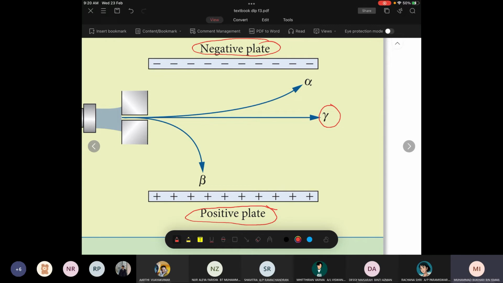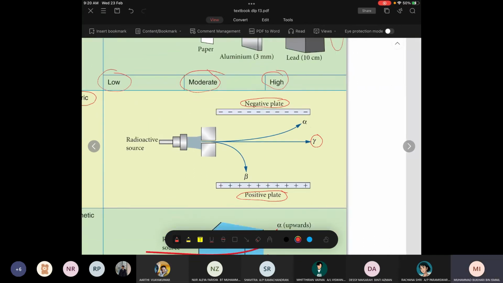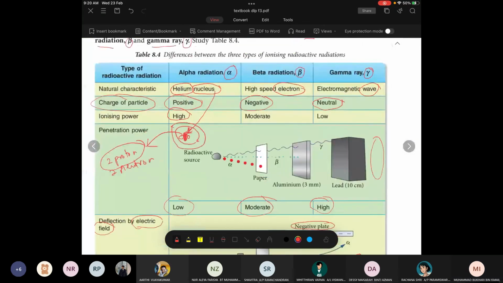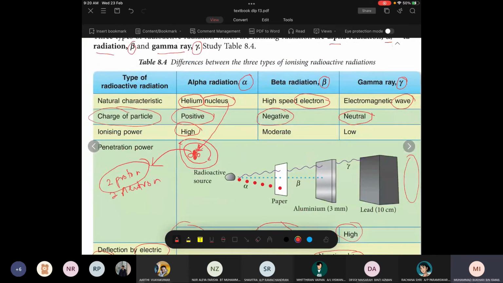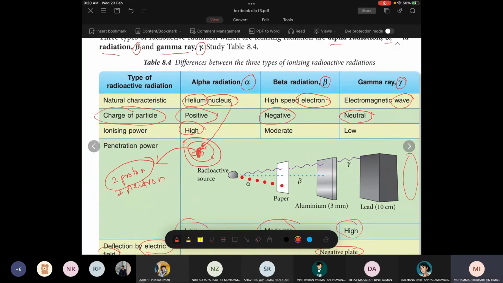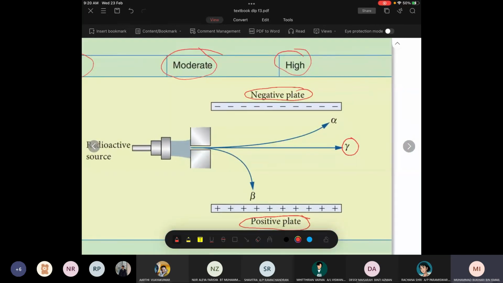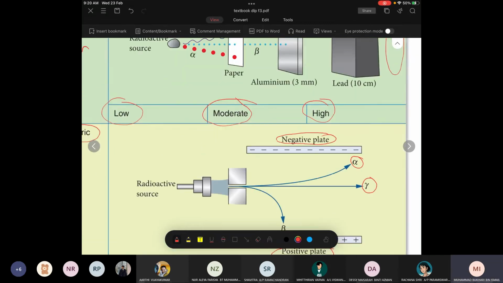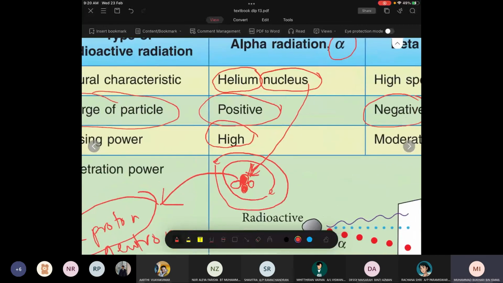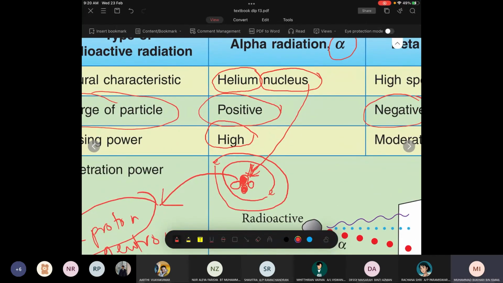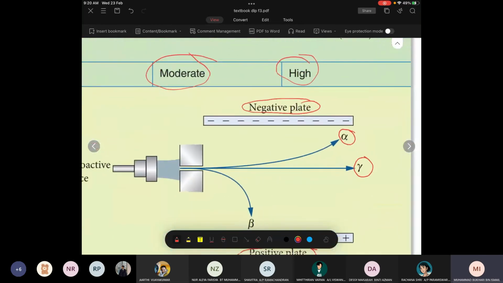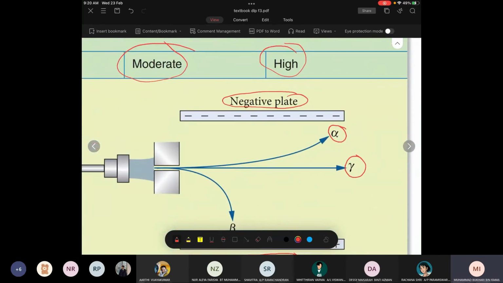So why does this happen? Because we mentioned earlier that it doesn't have charge. Remember this, look at the charge of the particle. Gamma ray is neutral, right? Since it is neutral, it is not affected by the electric field, so it will move straight in a straight line. And then we have the next one, which is alpha particle. Alpha particle we have discussed just now. Alpha particle is positive. That is why it is deflected towards the negative plate.